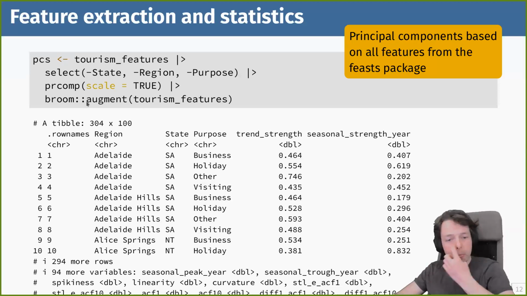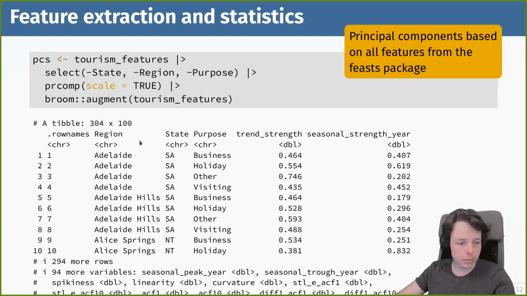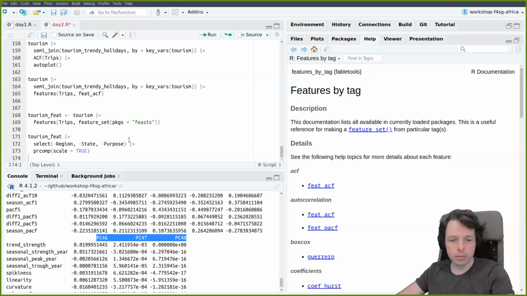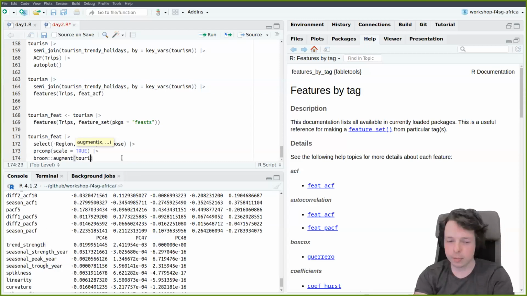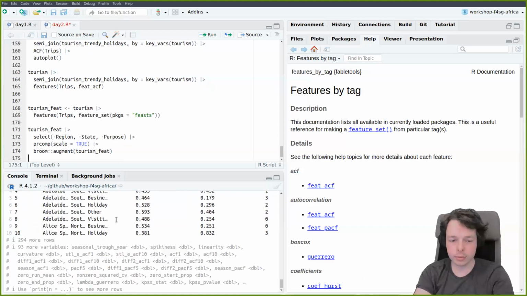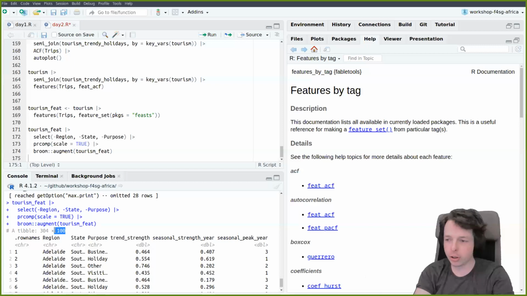And then we can add these principal components back onto our original feature dataset by using the augment function from the broom package. This will give me both my features and my principal components, which will make it really nice when it comes to plotting and looking at the data. So to finish this, we use broom augment, put in the data set that we're augmenting, and now I have 100 columns.